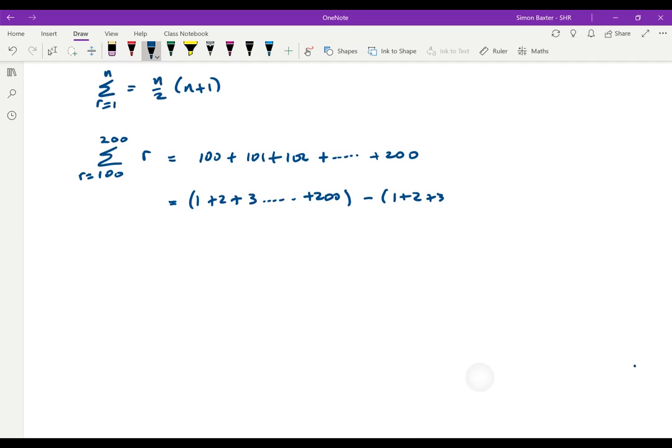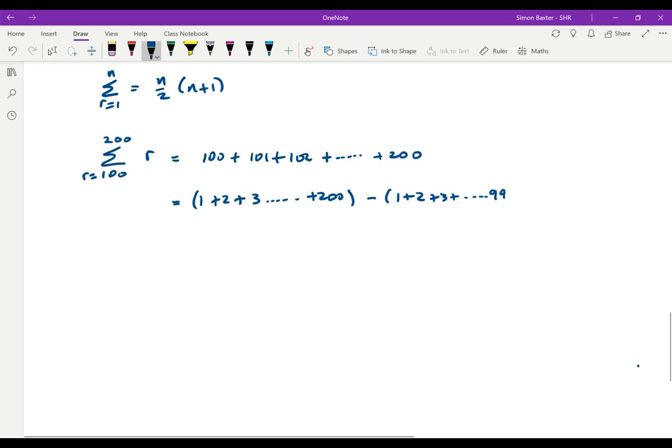all the way up to, now if I go all the way up to 100, I've taken away 100, and I don't want to take away 100, I want it. So I can only go as far as 99. This now is sigma r equals 1 to 200 of r, and subtract r equals 1 to 99. So that is where you have to be careful doing these. The formula is at the top of the board or the top of the page.